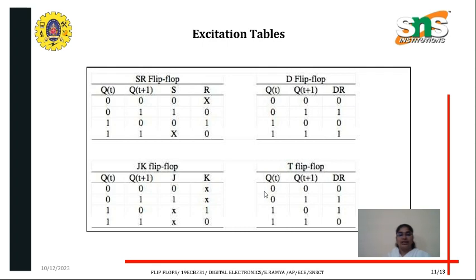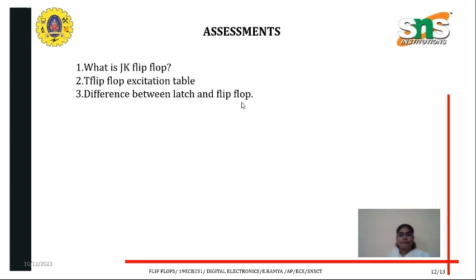So here we can get the excitation tables of all the flip-flops: SR flip-flop, D flip-flop, JK flip-flop and T flip-flop. Students, this is a very important thing. From this excitation table, we can identify the states of the flip-flop. That's why it is very important.